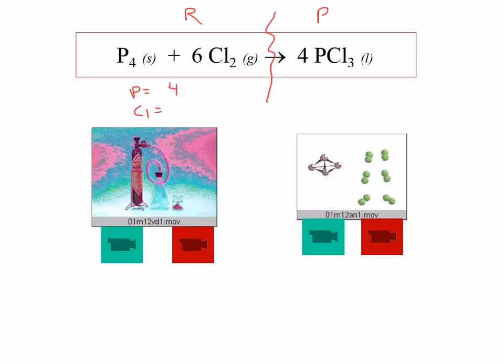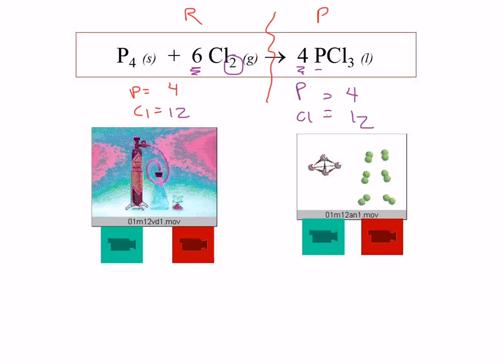I got 4 phosphoruses, and don't let this throw you off. I have 6 units of 2 CLs. So, yep, I'm looking at 12. So over here, looks like I've got 4 units of PCl3. That gives me, what, 4 Ps? And it gives me 12 CLs.